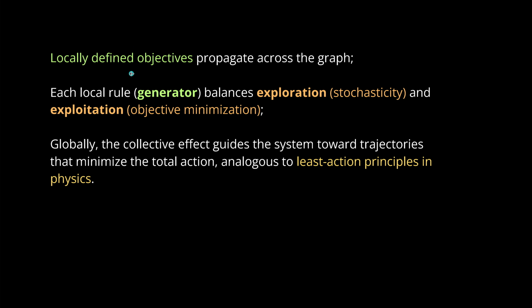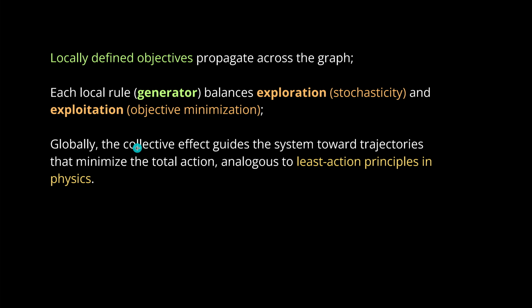A little bit more now that you're familiar with all of this. So we will have locally defined objectives that now propagate across the graph. And each local rule that we define by our generator now balances exactly like you know from reinforcement learning. I told you we always have exploration, this equilibrium here, and exploitation. So exploration will be our stochasticity, and the exploitation will be our objective minimization optimization problem.